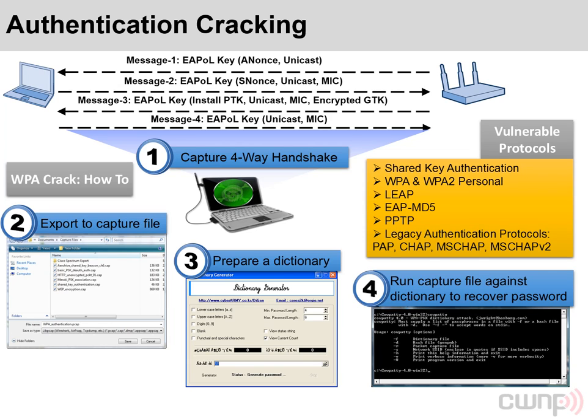But the basic process is to capture the four-way handshake. This is the actual process that is used with WPA or WPA2 to generate your encryption keys. Export that to a capture file, prepare a dictionary, and then you run the capture file against the dictionary to recover the password. So notice it's a dictionary attack, right? So if it's a dictionary attack, then obviously we're going to have some constraints. But we could build up rainbow tables. There are a lot of things you can do in order to make it go a whole lot faster. In our live classes, we talk in a little more detail about this process, and depending on where you take the training course, they may actually even walk you through the process of doing some WPA personal cracking.